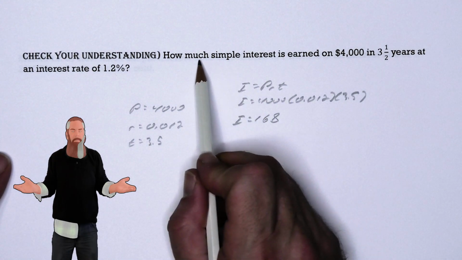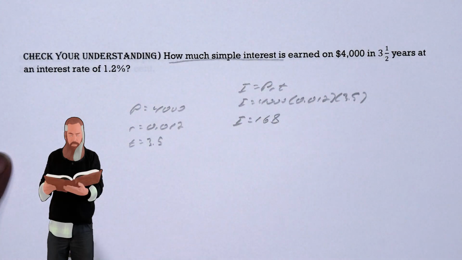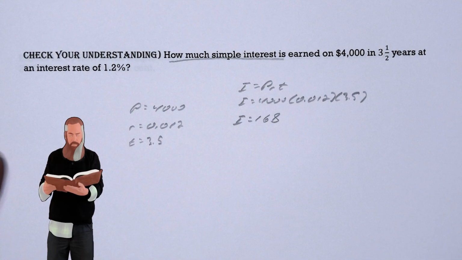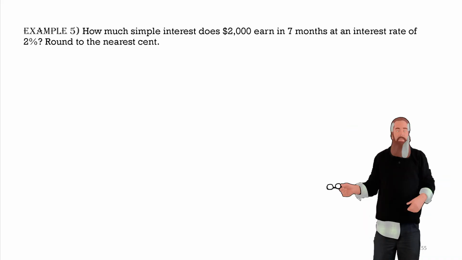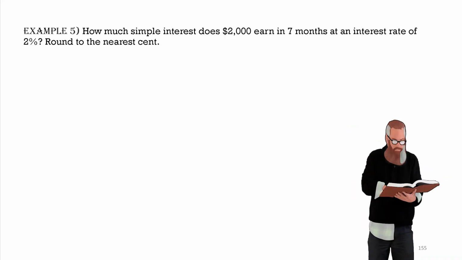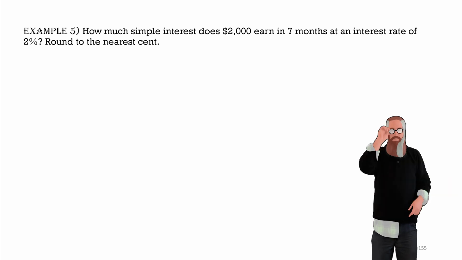Now pay attention because it asked only about how much simple interest is earned. It didn't ask about the entire balance of the account. So how much simple interest does $2,000 earn in 7 months at an interest rate of 2%? And round this to the nearest cents.